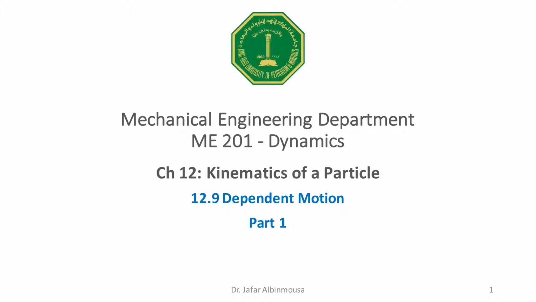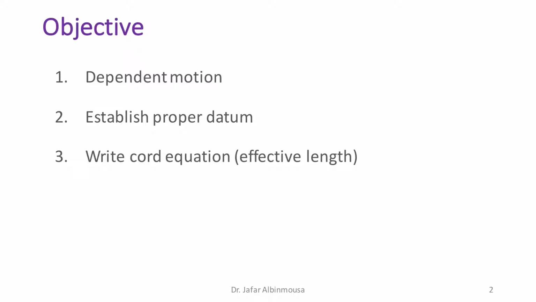Welcome all to this session in which we are going to study dependent motion. But before we start, I would like to inform you that section 12.9 is going to be divided into two parts. So this is part number 1. The objectives of this part are to define the dependent motion for you, to teach you how to establish a proper datum, and to teach you how to write the cord equation, or sometimes it's called the effective length or even the equation of the cable.